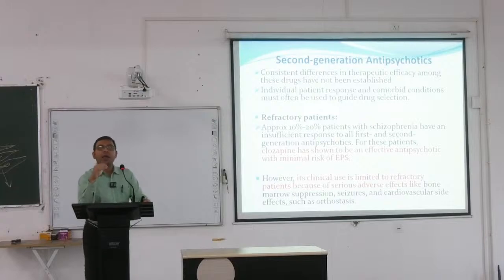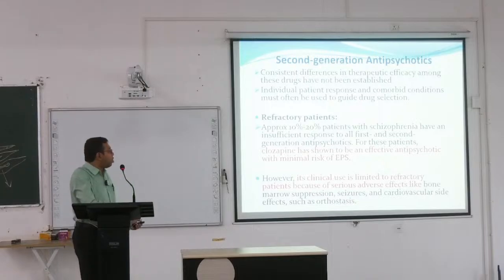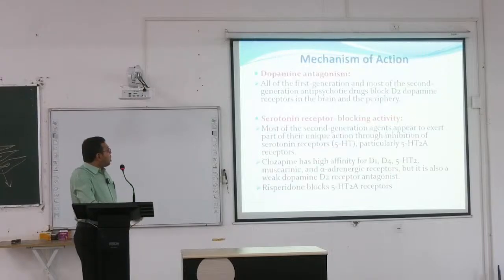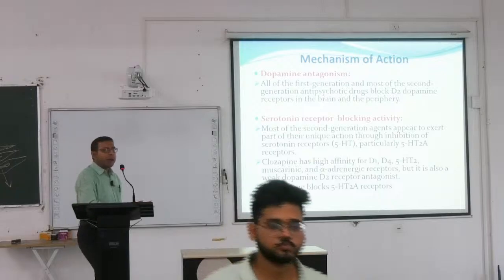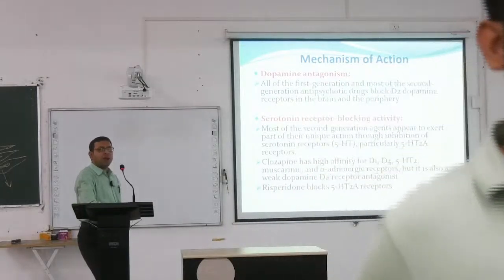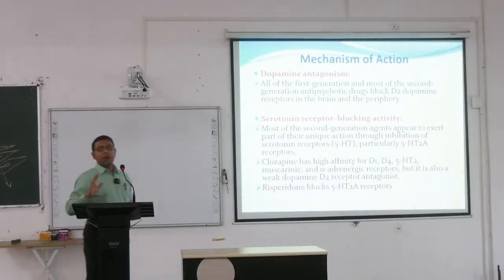That's why it is again a question that is asked: what is the treatment of refractory schizophrenia? The answer is clozapine. Dopamine antagonism and serotonin receptor blocking activity are the main mechanisms of action. Already, these will be asked time and again.